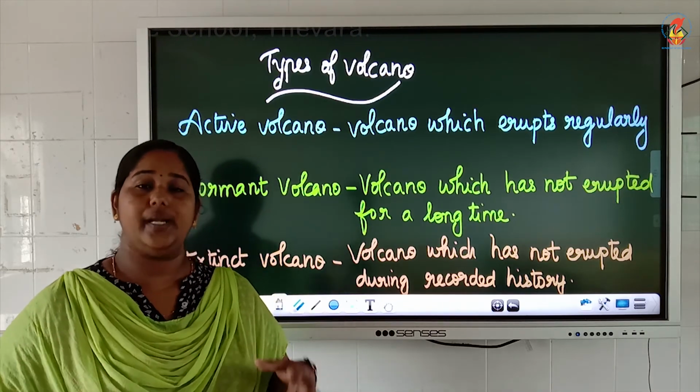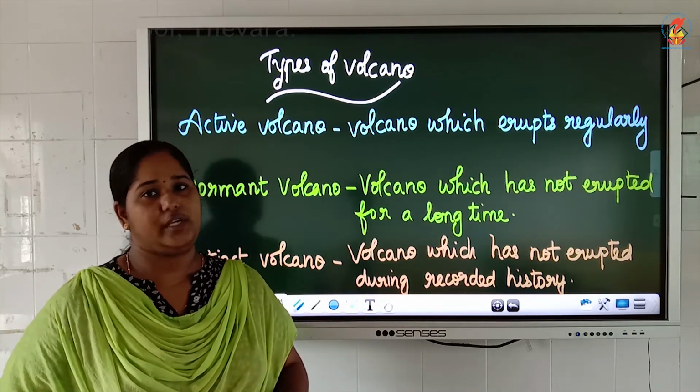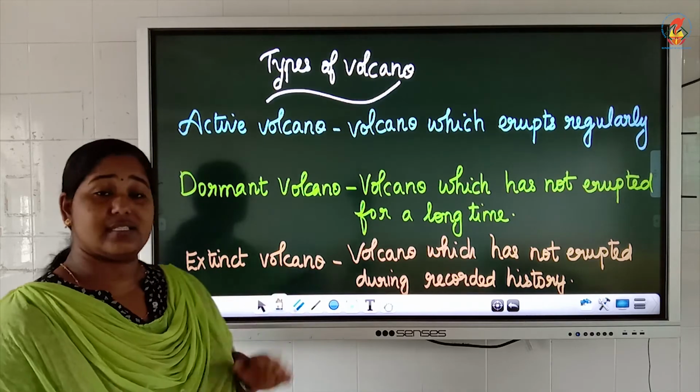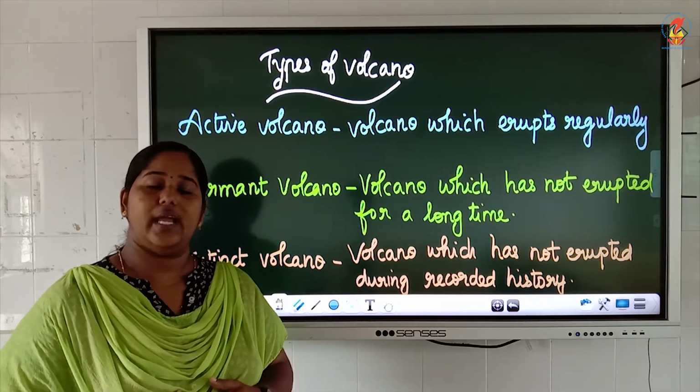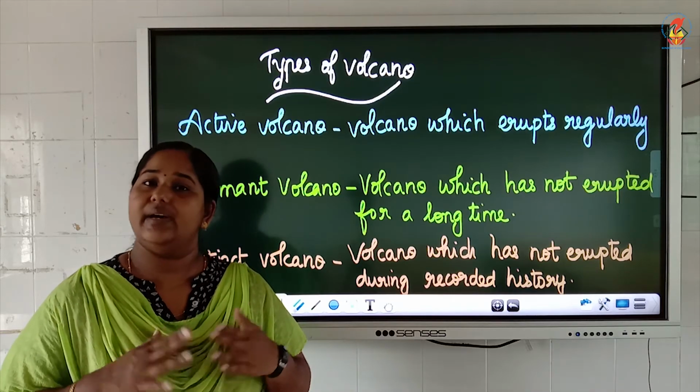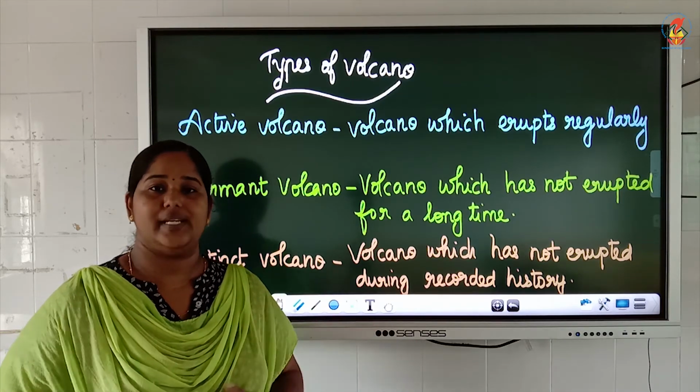It can happen, but for a long time they have not erupted. That is what we can say. And the last one is extinct volcano. Extinct volcanoes have not erupted for a recorded history and they will never erupt again. That we can confirm and tell.